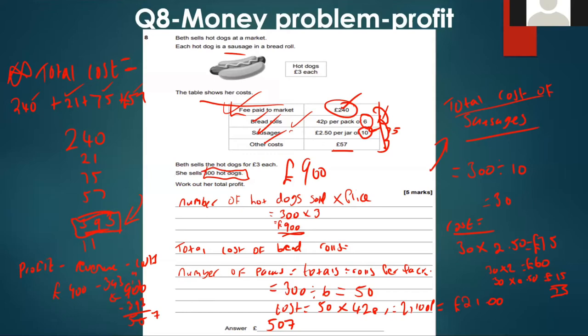You're working out the fees paid to the market, the bread rolls, the sausages, other costs, adding them up together. And then your profit is how much she's actually earned. She's earned £900 by selling 300 hot dogs each for £3. That's great. She's earned £900. Then you've got to take away how much she's had to actually pay. So she's actually paid £393. So that's where you have to take that away to actually work out profit.